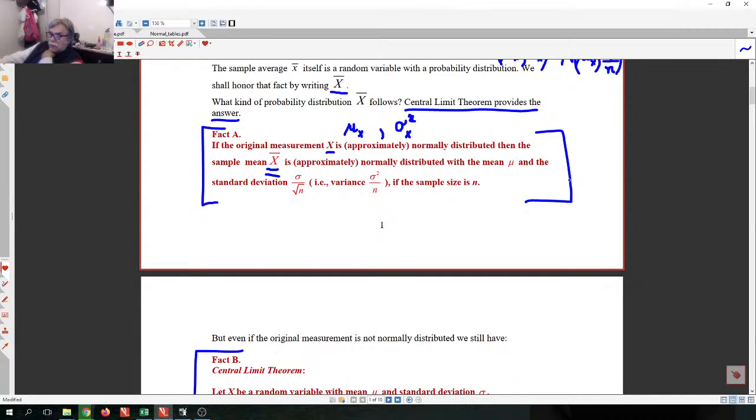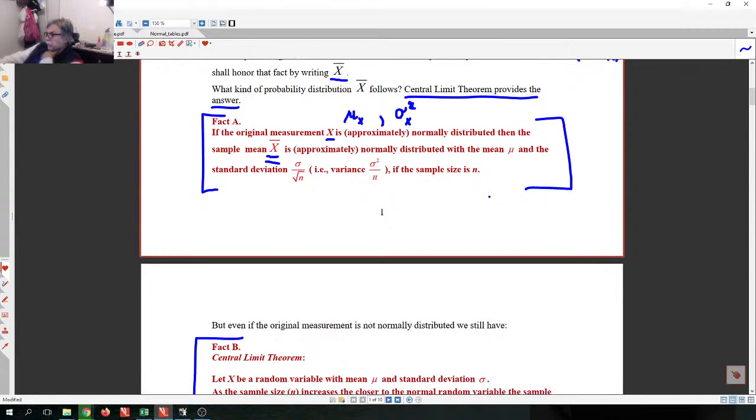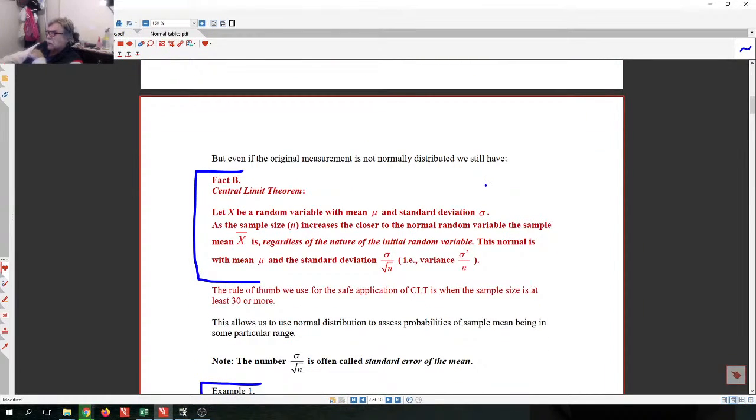And it will have the same mean as the original one, but the variance is going to be n times smaller. Okay? The central limit theorem fact B, which is actually the central limit theorem as understood by most of the people that study probability and statistics, does not require that x is normally distributed random variable. It only requires that x be a random variable that has a mean and a standard deviation.